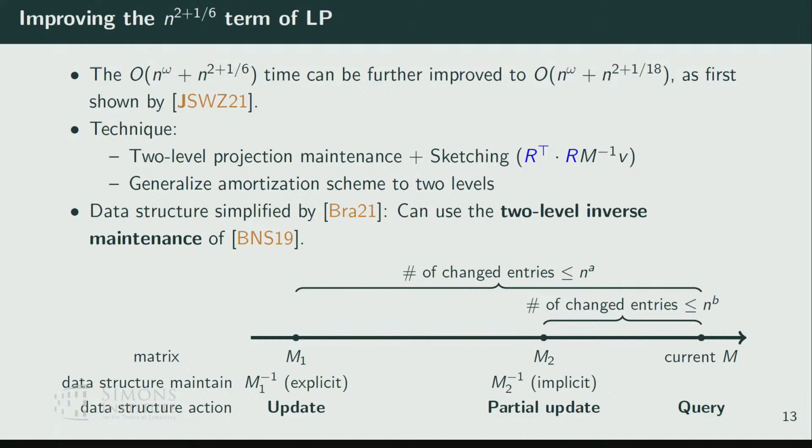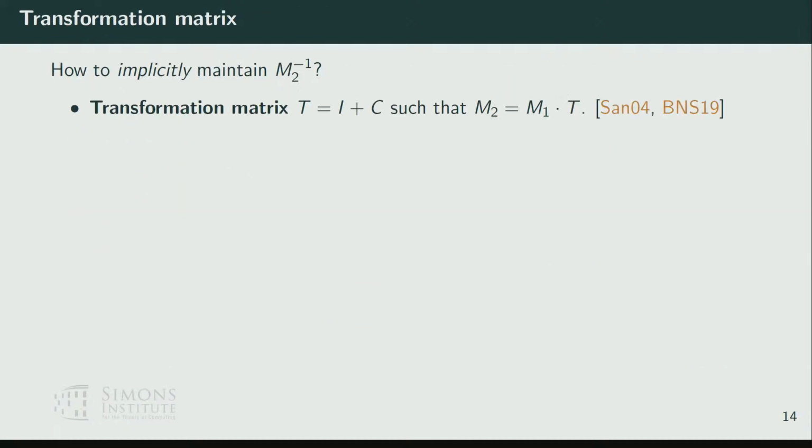I won't be able to go into the details about all the data structures, but I do want to mention what I mean when I say this matrix is maintained implicitly. It means we are maintaining some transformation matrix T, which is defined as the matrix such that M2 equals M1 times V times T. It was first defined by Stankowski, in a paper about two decades ago. Why do we want to maintain this transformation matrix? Because when we compute the inverse of M2, it's just the inverse of the transformation matrix times the inverse that you already maintained. So if we have this transformation matrix, we already have this new inverse.